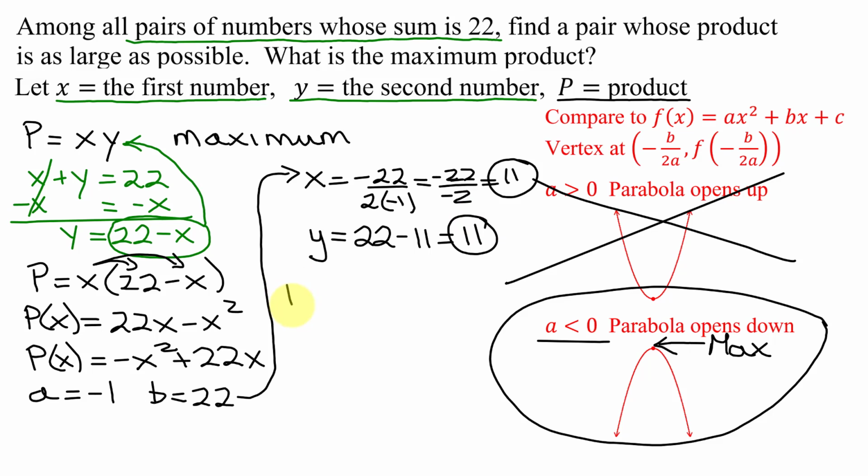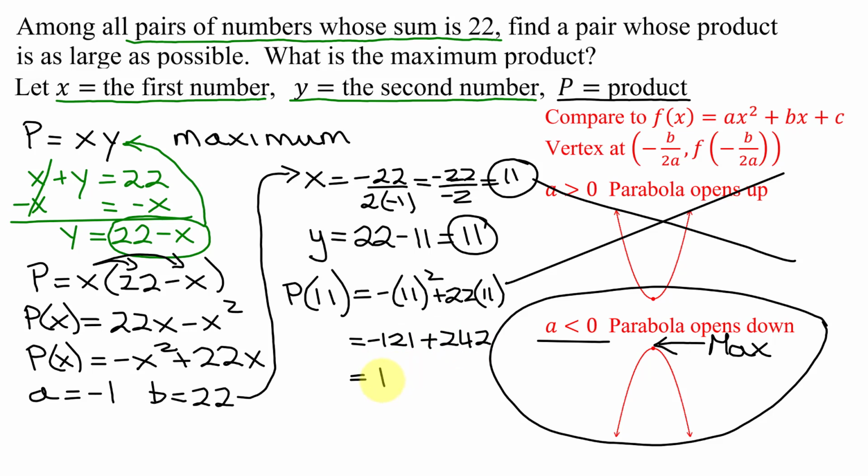I need to find the maximum product. That is the value of the product function p when x equals 11. Plug 11 into this equation. I get negative 11 squared plus 22 times 11. So 11 squared is 121, so it's negative 121 plus 22 times 11 is 242, and negative 121 plus 242 is 121. So this is the maximum product.